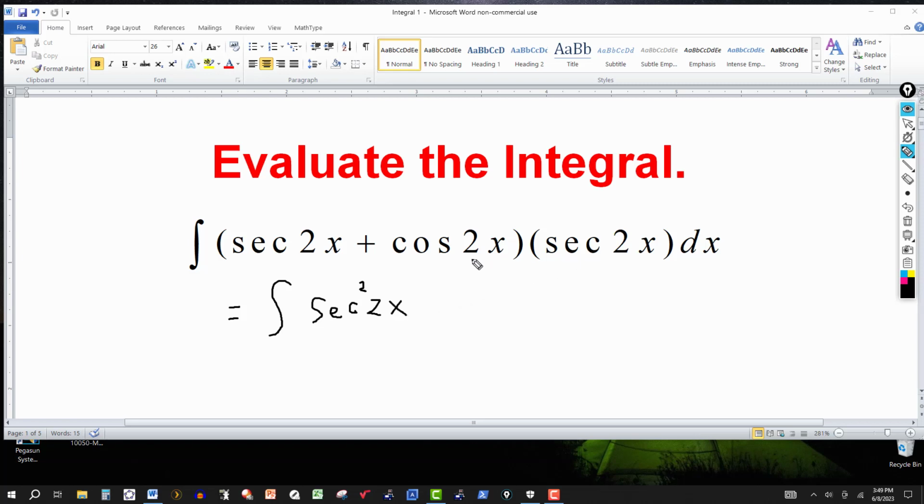And then secant and cosine are reciprocals. So secant is the same thing as 1 over cosine, in this case of 2x. So when I multiply these two out, that gives me a 1. So I get secant squared of 2x plus 1 and dx.